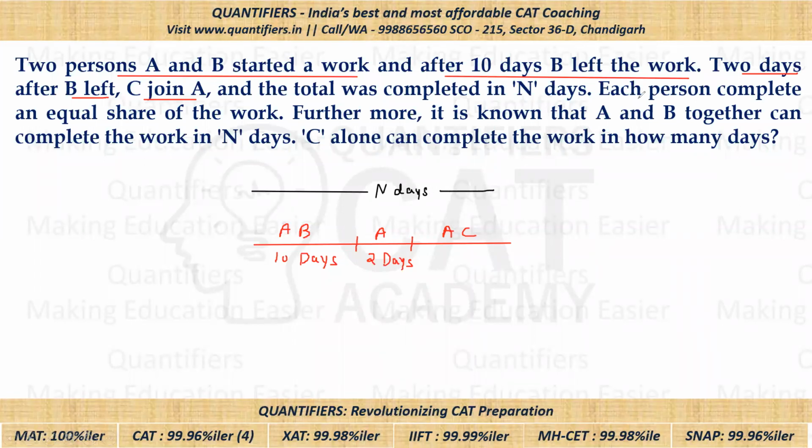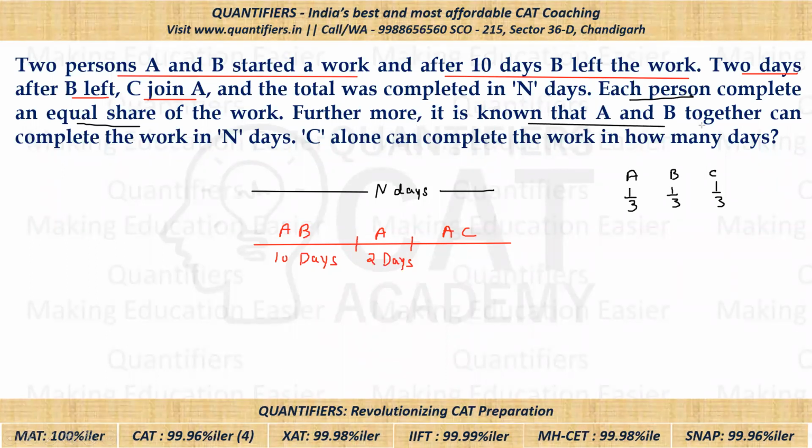It is also given that each person completes an equal share of the work. So if all of them are doing an equal share of the work, we can say that A must be doing 1/3 of the work, B is also doing 1/3 of the work, and C is also doing 1/3 of the work. I hope till here it is clear to everyone. No one should have any doubt till here.